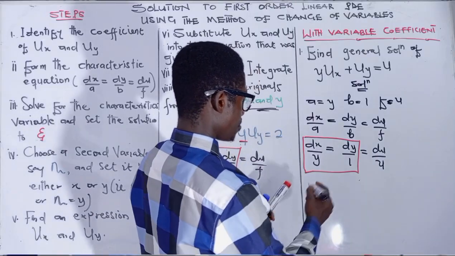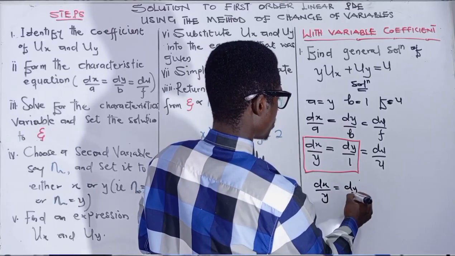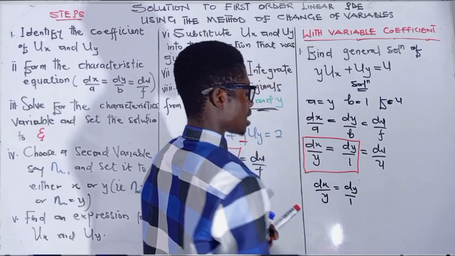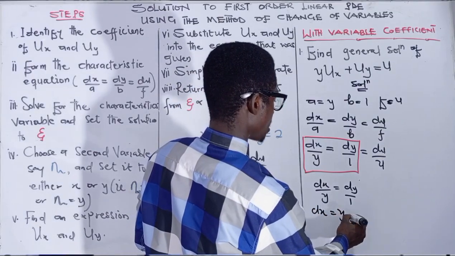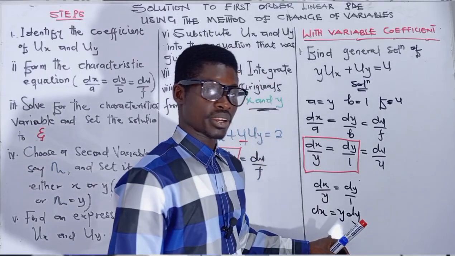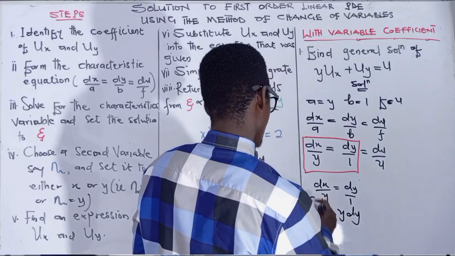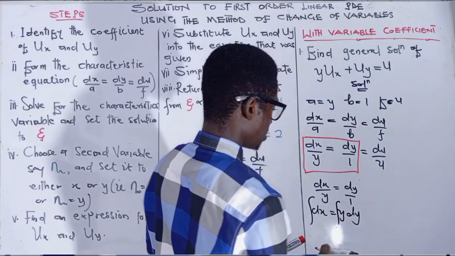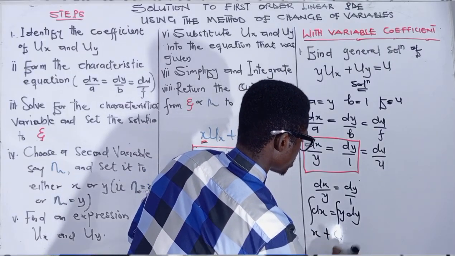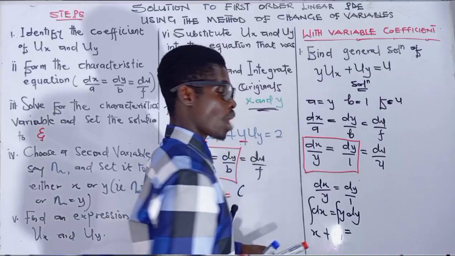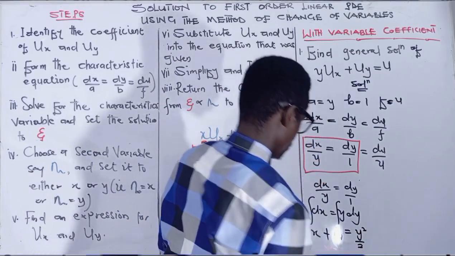Okay, so we have dx over y is equal to dy over 1. From here, we can separate the variables into x and y. dx is equal to y dy. Now, since we have separated the variables, we can go straight away and integrate. So we have the integral of that and the integral of that. When we integrate dx, we get x, and then we add our constant of integration, and when we integrate y with respect to y, we get y squared over 2.